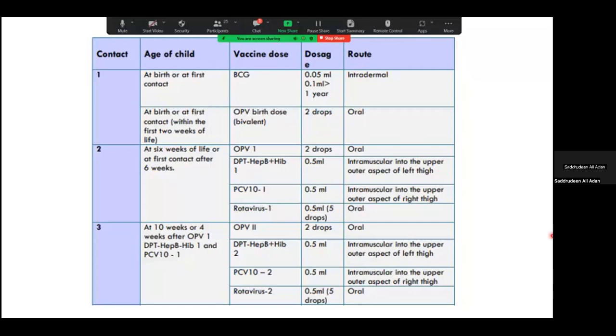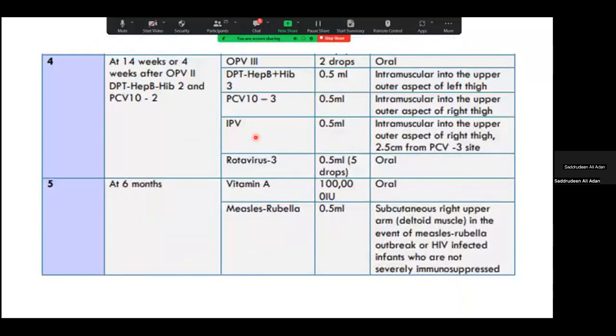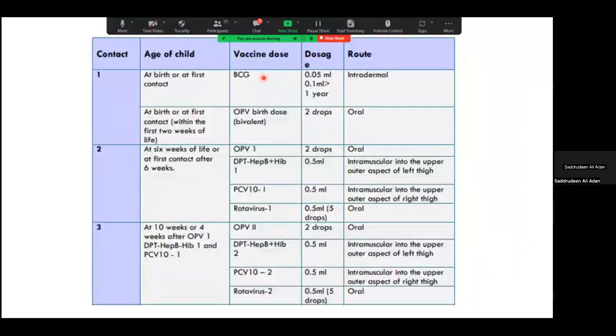So BCG is given at birth, and the oral polio vaccine is given at birth. Then we have OPV, oral polio, again at 6 weeks. We have the DPT, and DPT is normally given with hepatitis B and the Haemophilus influenza vaccine. It's a pentavalent vaccine. When you hear pentavalent vaccine, just know it's Penta 5. We have the diphtheria, the pertussis, the tetanus, then the hepatitis B.